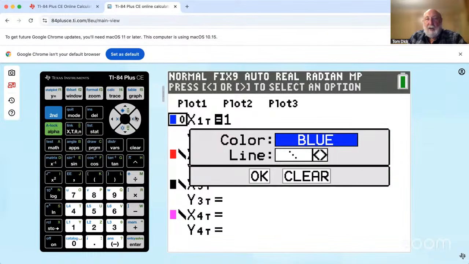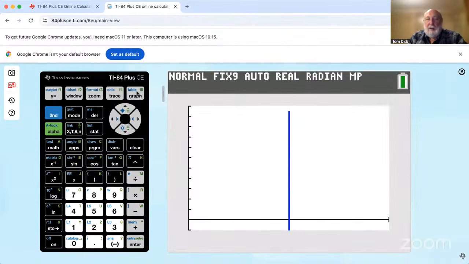The line would just be a solid line, okay? And so if we graph this, we don't really see much other than that's basically the entire path of the ball traced out. And since it was going up and down, we just see a kind of vertical line segment here.